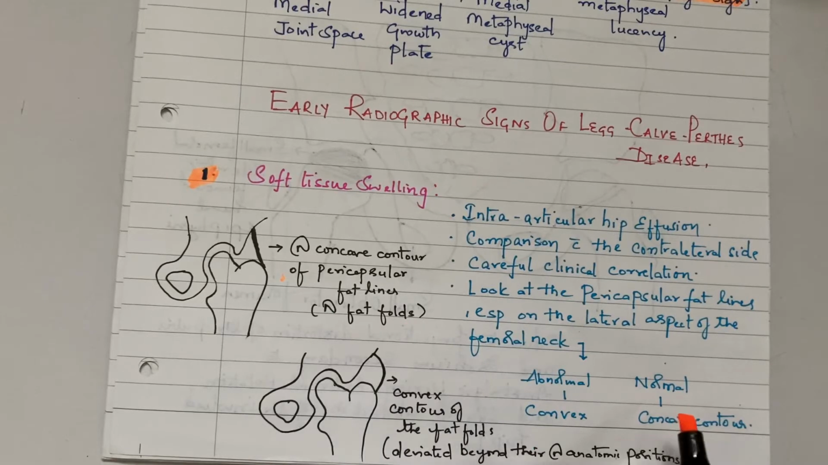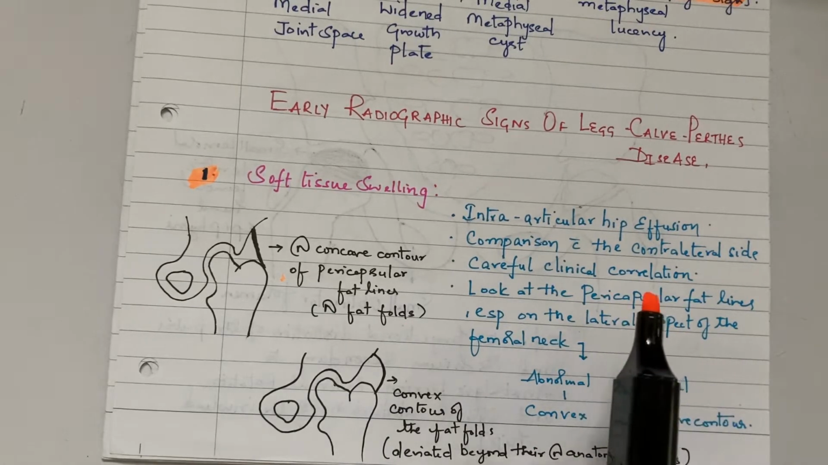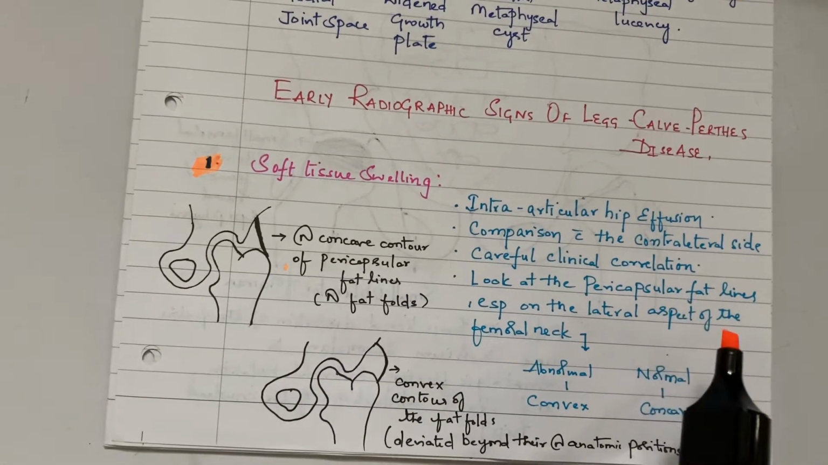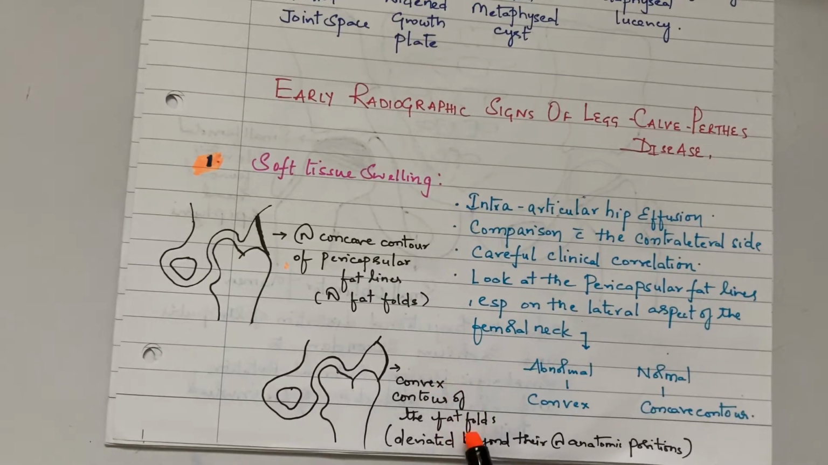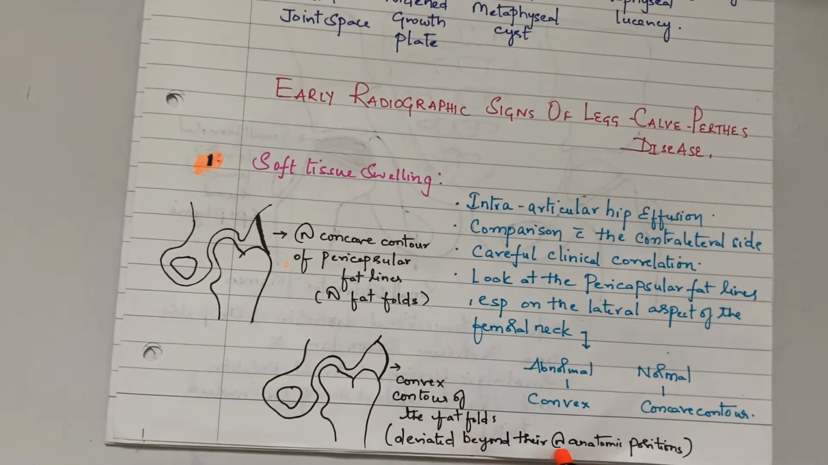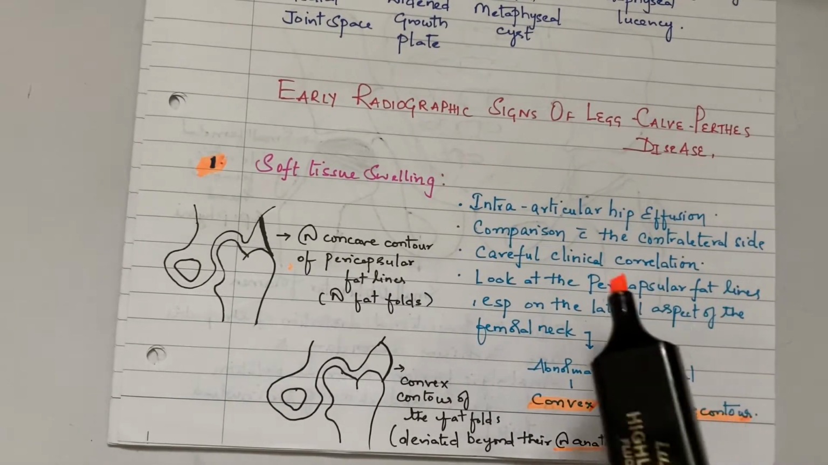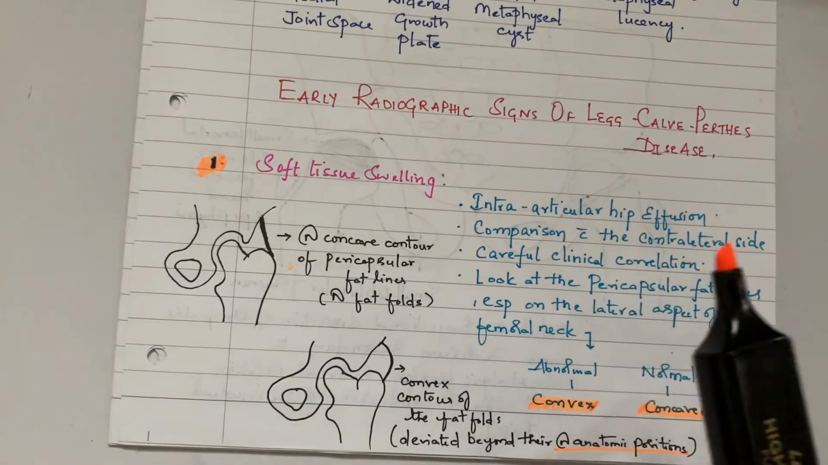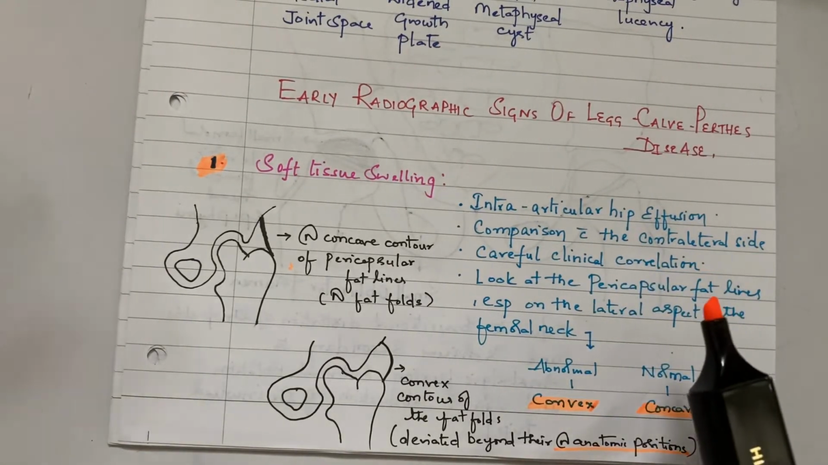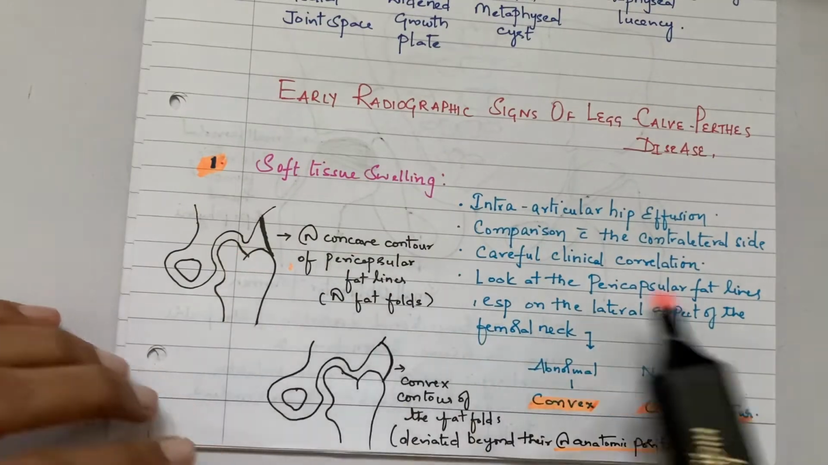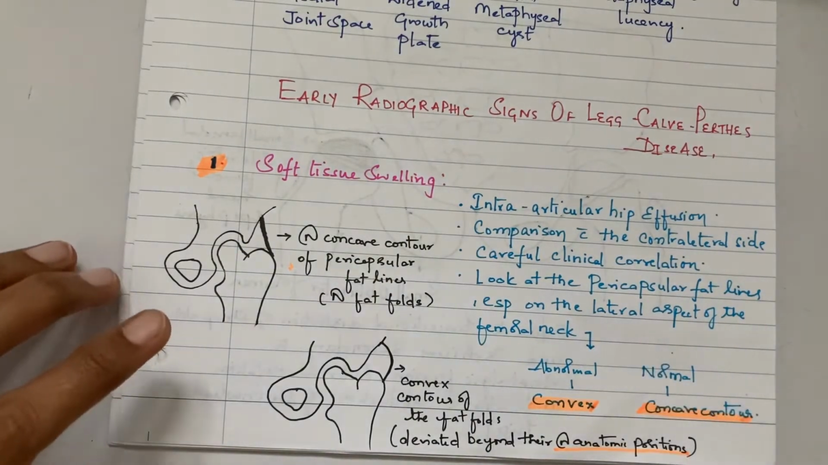In people with Perthes disease, in the starting stages they have effusion. This leads to a convex contour of the fat folds, deviated beyond the normal anatomic position. Normally it should be a concave contour, but here we have a convex contour. So look at the soft tissue swelling, clinically look for any joint effusion, and look at the pericapsular fat planes, especially on the lateral aspect of the femoral neck.